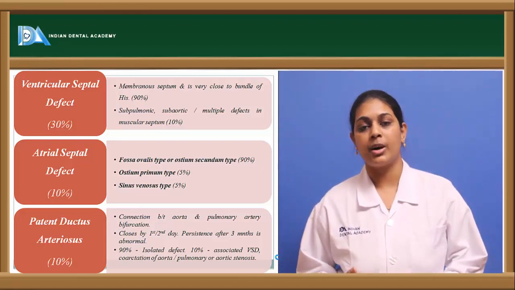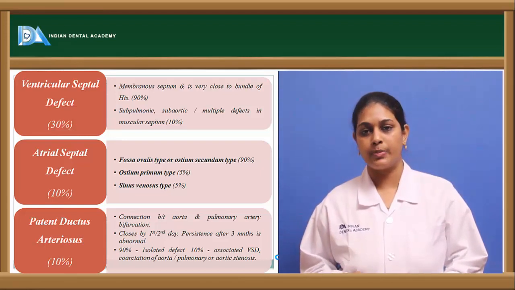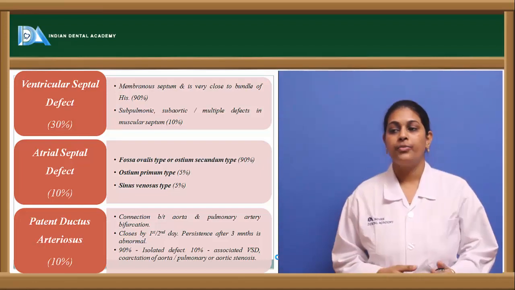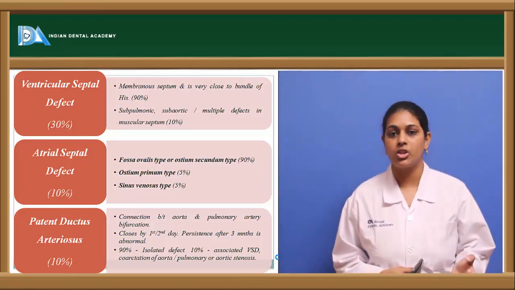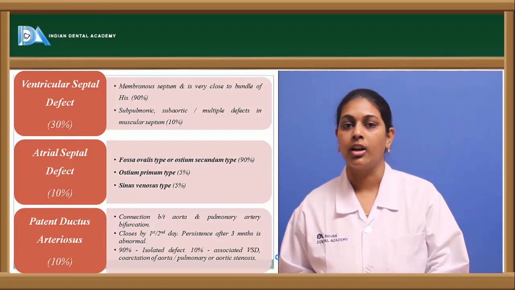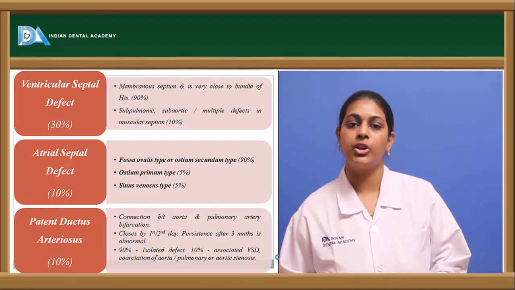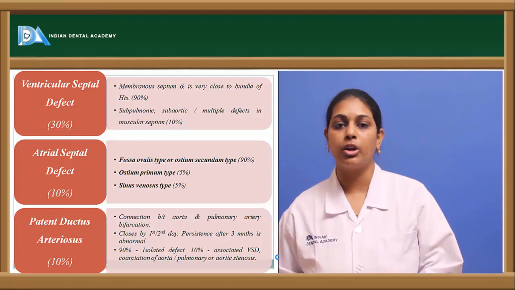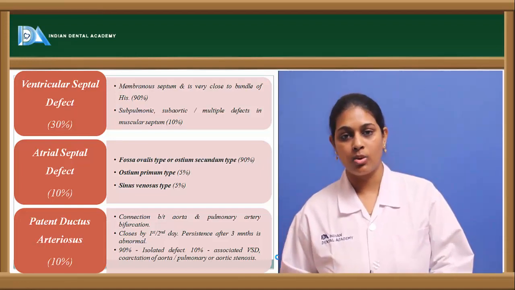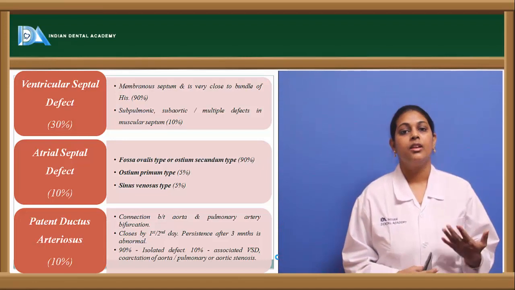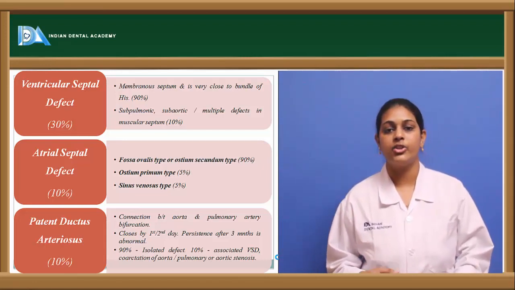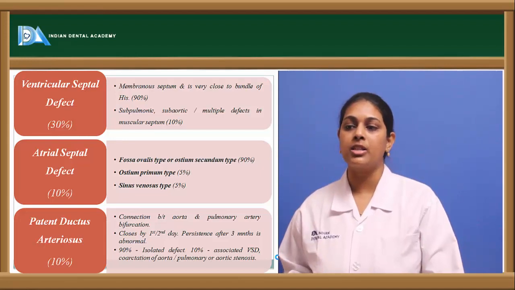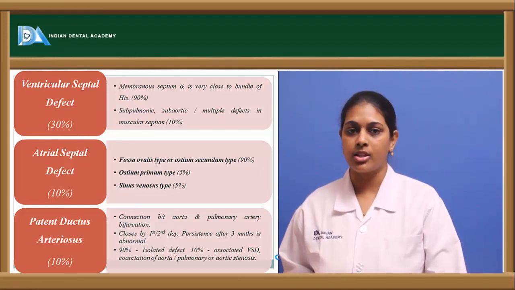Usually, if this type of condition is seen in a newborn, it closes on the first or second day after birth of the child. But if this connection is established and still persistent even after 3 months of the birth of the child, then this is known as an abnormality. This could be said to be a congenital heart disease, and it is seen as an isolated defect in 90% of the cases with patent ductus arteriosus.